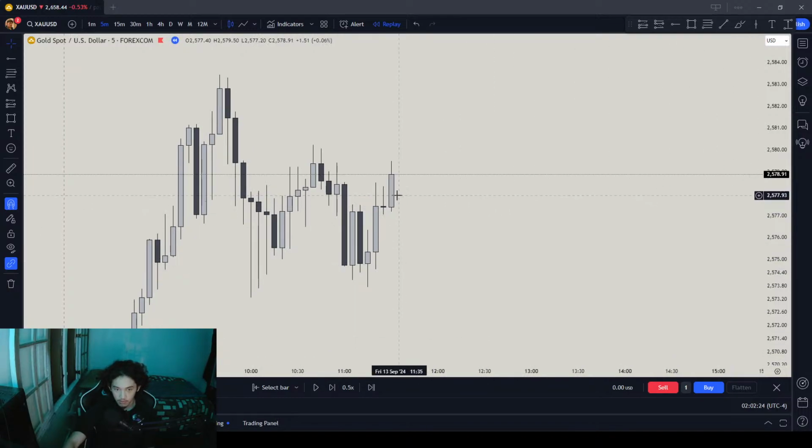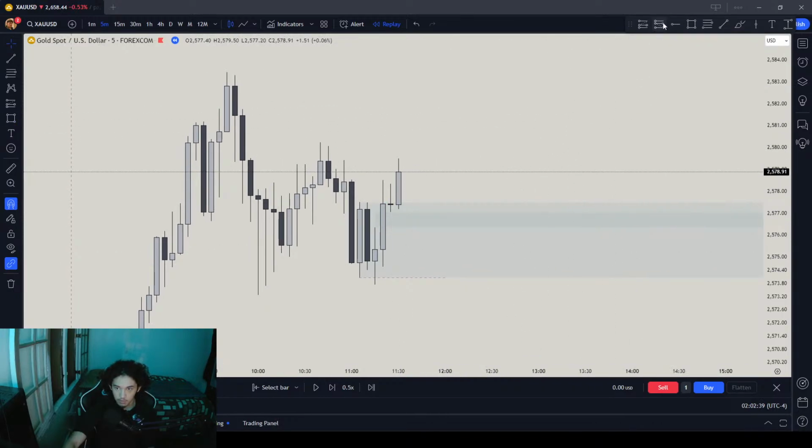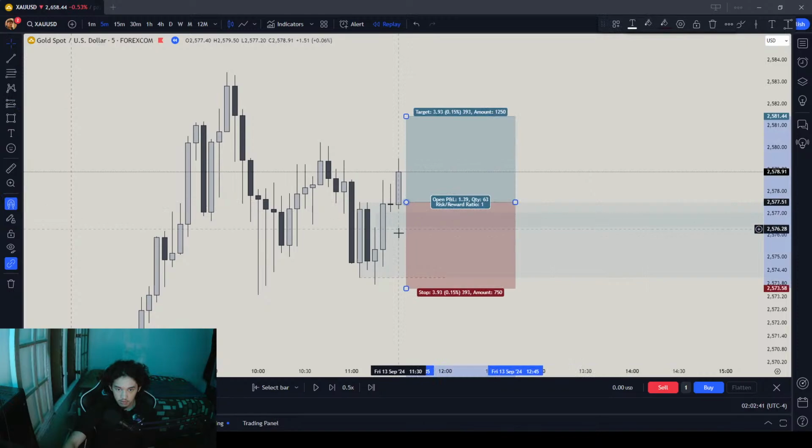We got a unicorn model right over here. Okay, we got a unicorn model. Candle closure above the sweep. Candle closure above. Boom. We'll go to long out of this. Let's put the stop below the unicorn.